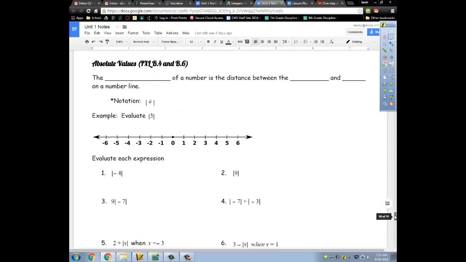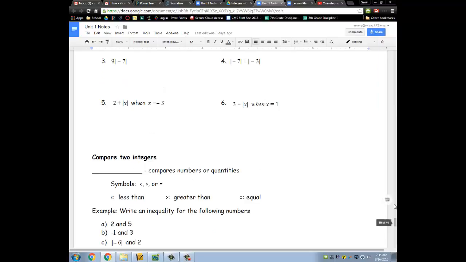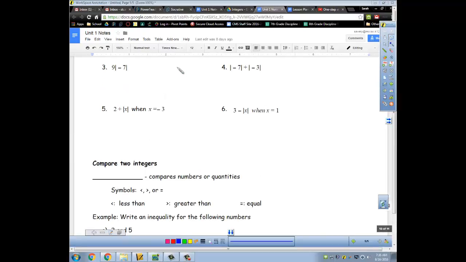Okay, let's look at some slightly harder examples. Sometimes they'll give you a variable, and we're going to talk more about this tomorrow, but if they give you a variable, we're just going to take that variable and plug it in. So this negative 3 is going to replace this x. So we get 2 plus the absolute value of negative 3. I'm not going to do anything with this 2 because it's not in absolute value signs. Absolute value of negative 3 is 3, and 2 plus 3 is 5. Again, we see this variable, so we plug in 1 for the variable. So 3 minus the absolute value of 1. The absolute value of 1 is 1. 3 minus 1 is 2.